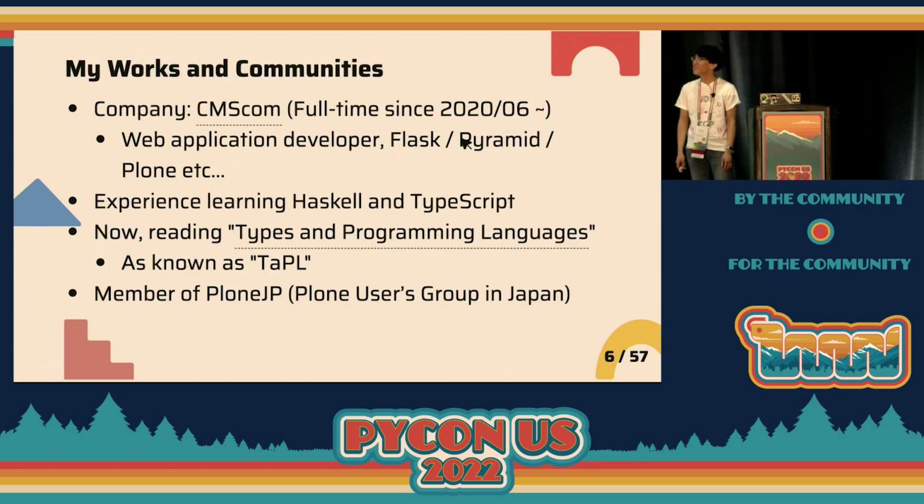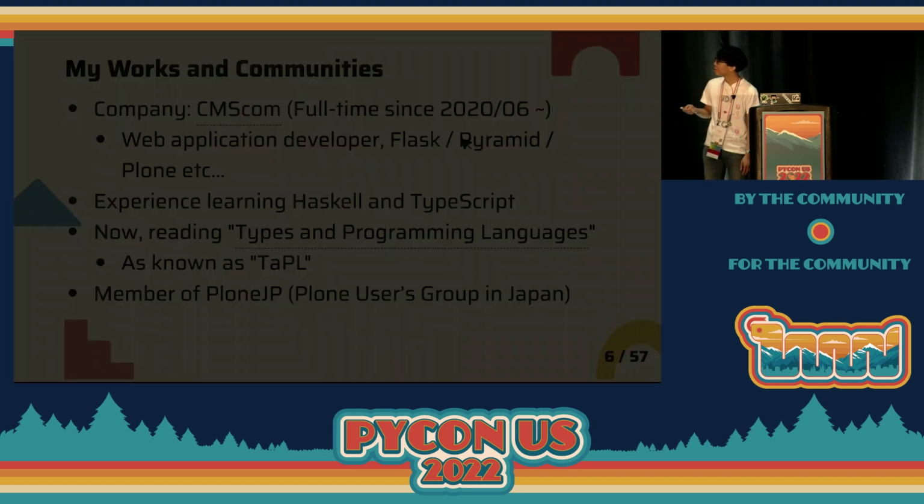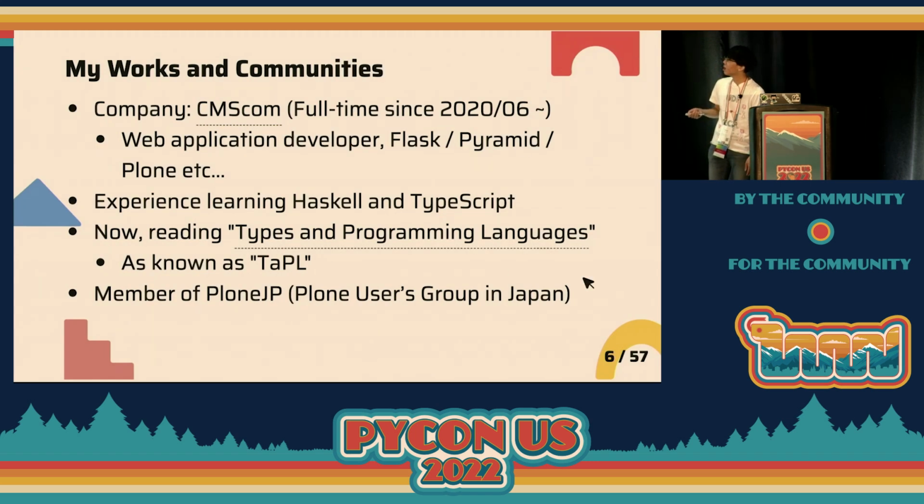My work and communities: my company is CMS.com, where I've been full-time since June 2020. There is my boss. I'm a web application developer using Flask, Pyramid, or Plum. I have experience with Haskell and TypeScript. And now I'm reading Types and Programming Languages, as well as a book on tuples.